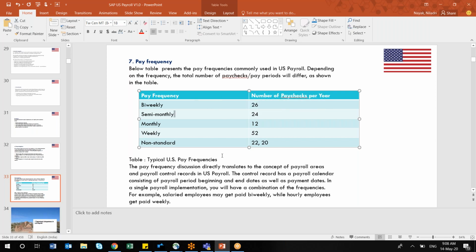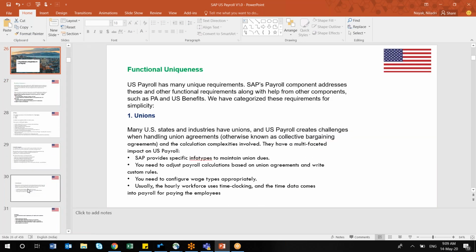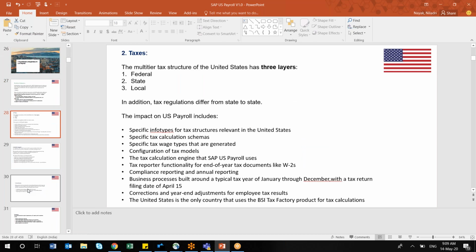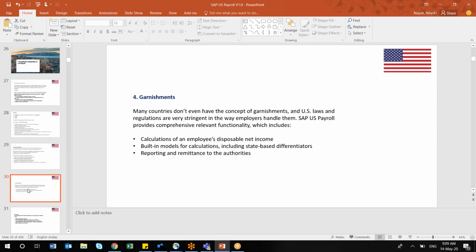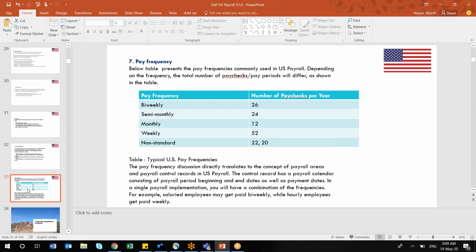So there are different pay frequencies in typical US payroll. How this is configured is very simple, like we have pay period and all that we can configure. But it is one of the uniquenesses from a functional point of view. So we have seen 7 different functional uniquenesses, starting with unions, taxes, benefits integration, garnishments, accrual, finance integration, and the 7th is the pay frequency. These are the 7 typical functional uniquenesses.